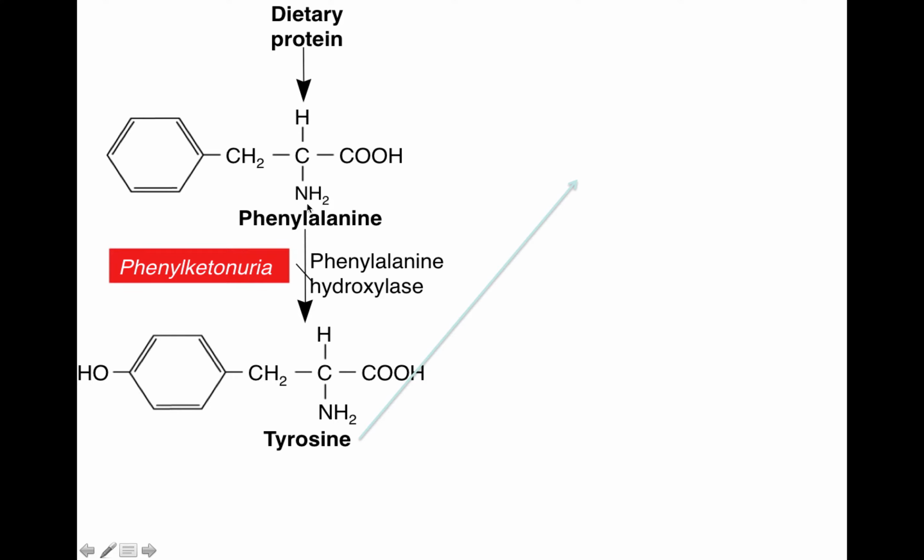Phenylalanine is a large amino acid. You eat it when you eat all kinds of protein. And there's a pathway to break it down so that the body can recycle the components and use them. The first step after you eat phenylalanine is an enzyme called phenylalanine hydroxylase, which puts a hydroxyl group on to phenylalanine and turns it into tyrosine, which is another amino acid.